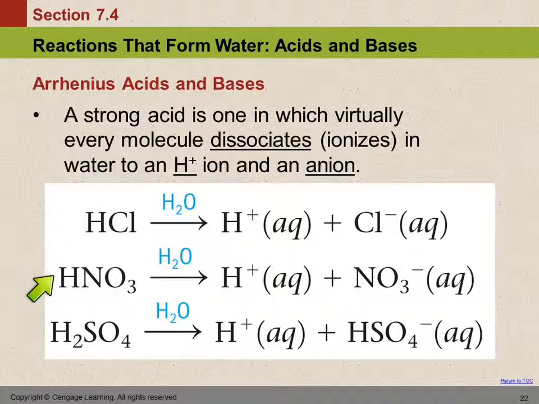The same thing goes for nitric acid and sulfuric acid. They're going to ionize. Now, sulfuric acid has 2 hydrogen ions, and so it can lose one or both of them. It'll lose one first. Nitric acid has 1 hydrogen. It's going to lose that, and you're going to have a hydrogen ion and a nitrate ion. That's a strong acid.